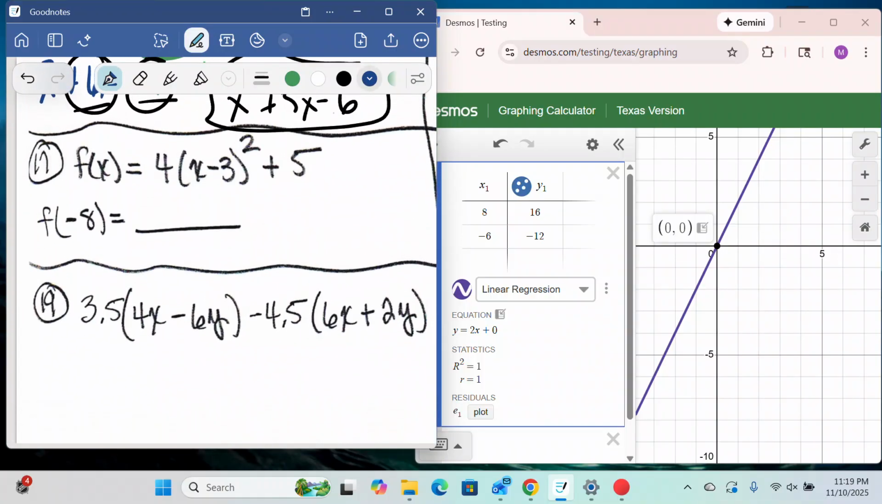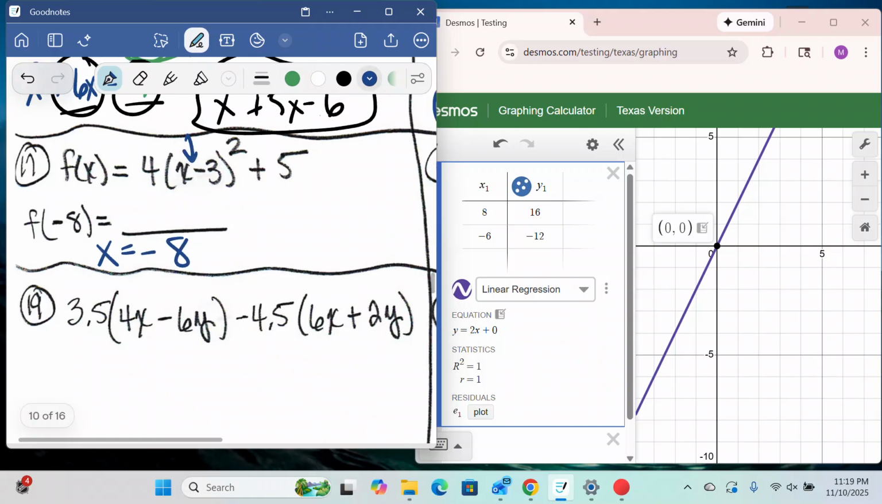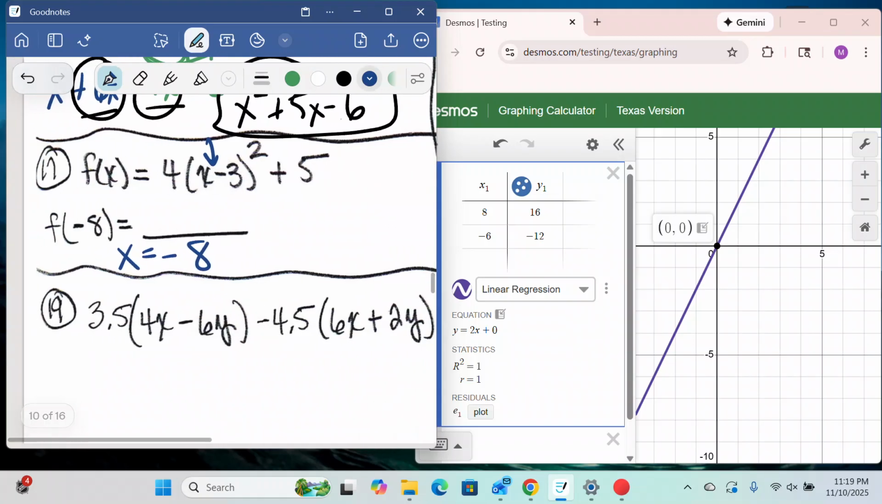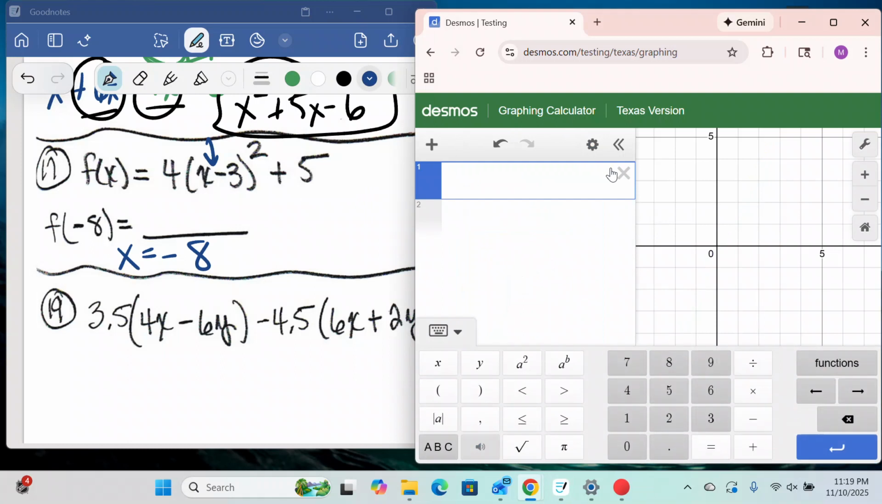If you look at number 17, 17 is just a simple equation. All I have to do is understand that x equals negative 8. So in place of x, I'm going to put negative 8. That's it. So all I'm going to do is put it on Desmos and let Desmos do the work for us. So then I'm going to do 4 open parentheses. X, what is x? Negative 8. So I'm going to put negative 8. And then I'm going to minus the 3. And then I'm going to close parentheses.